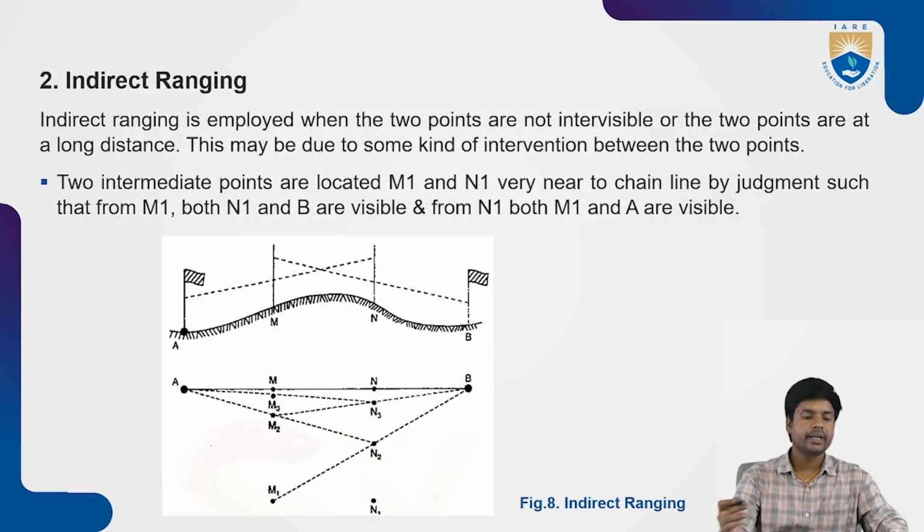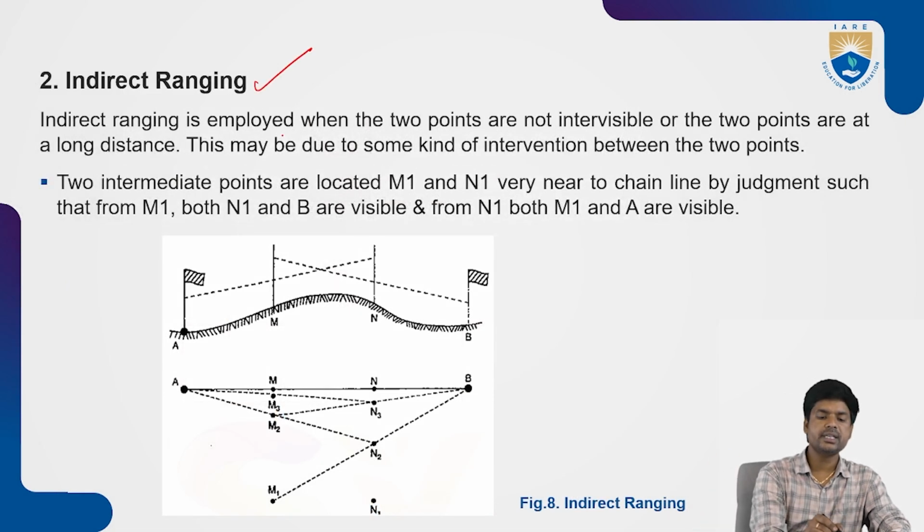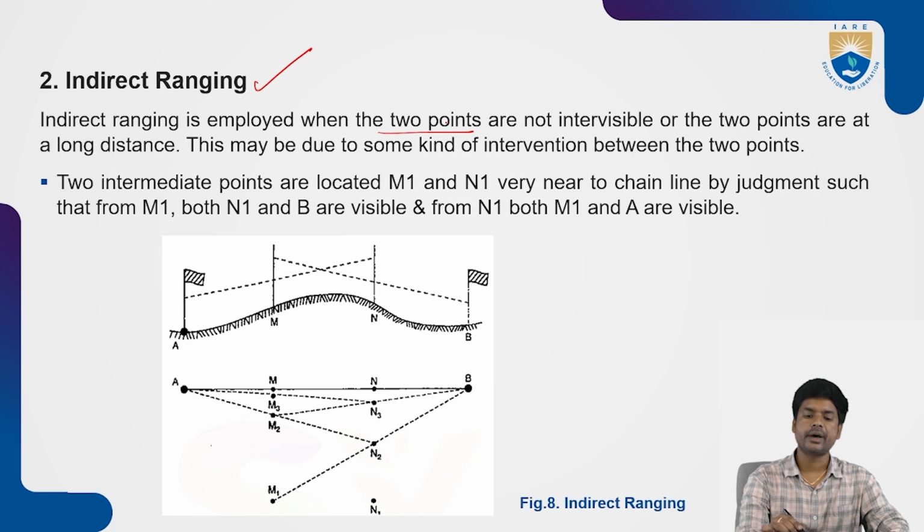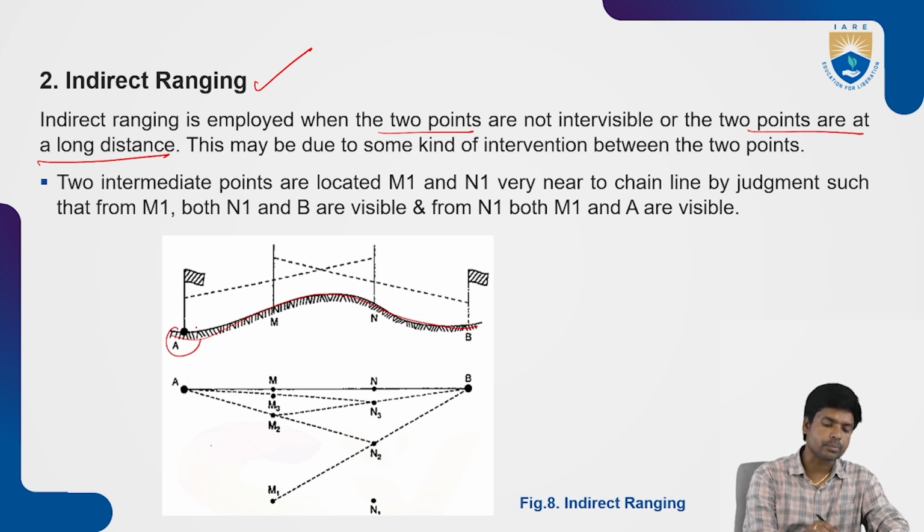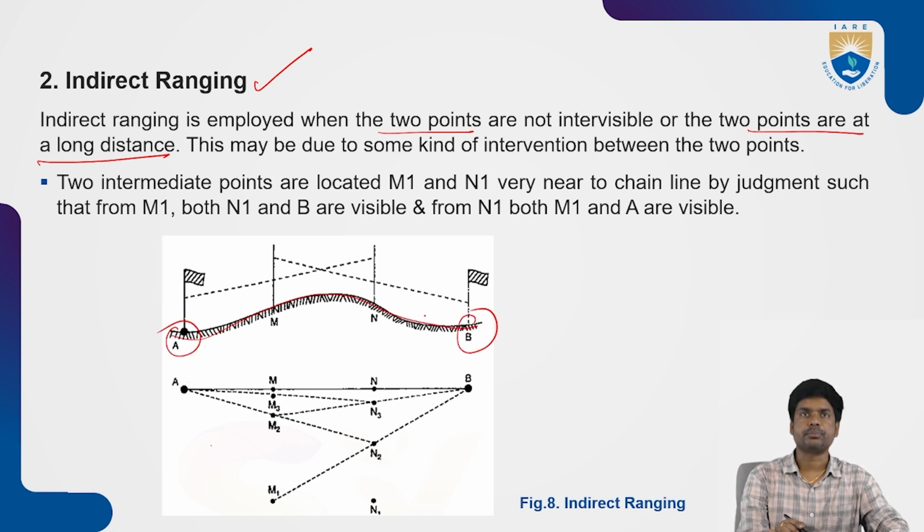Next one, indirect ranging. Indirect ranging is employed when the 2 points are not intervisible or are at a long distance. Suppose you take the ground as an example, with undulations like this, and I am taking one point here and another point here. If the visibility between these two points is not available, then we call it indirect ranging.